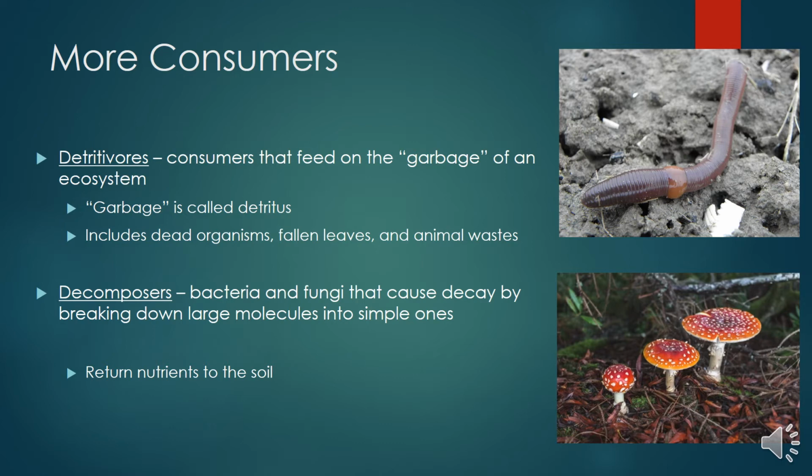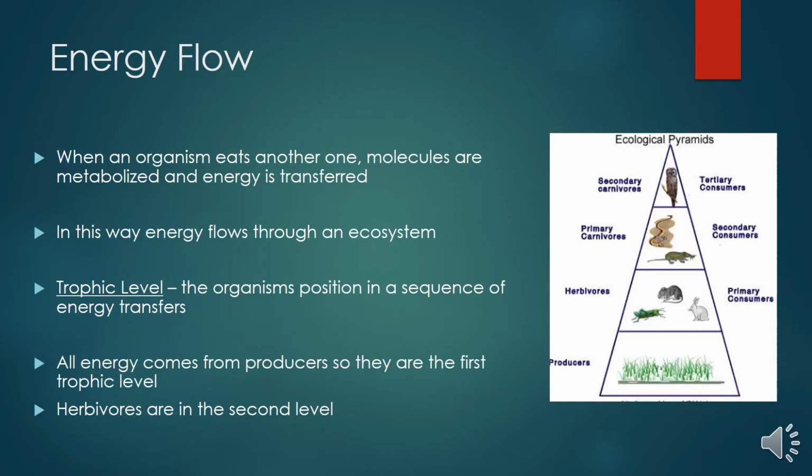Some more examples of consumers. You have detritivores. These are consumers that feed on the garbage of an ecosystem. So they're feeding on organic material, but it's dead organic material. This garbage is called detritus, and it can include dead organisms, fallen leaves, and animal wastes. Decomposers. These are bacteria and fungi that cause decay by breaking down large molecules into simple ones. They return these nutrients back to the soil, making sure that producers can then use it and start the process all over again.